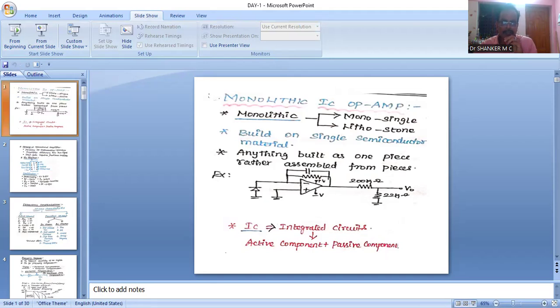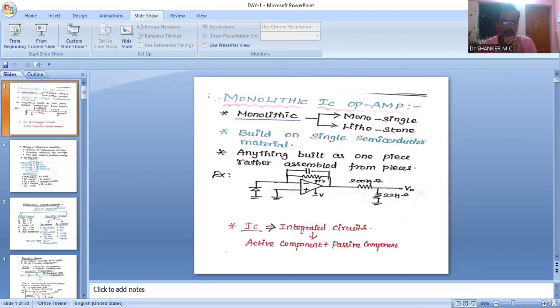Ideal op-amp means, with the help of mathematical equations, the open loop gain of the amplifier must be infinite, that is, a very large amount of gain must be given. The input impedance should be infinite. Output impedance should be 0. The CMRR should be infinite. The bandwidth should also be infinite, indicating that a large bandwidth of signal can be amplified. And it also provides zero offset null.